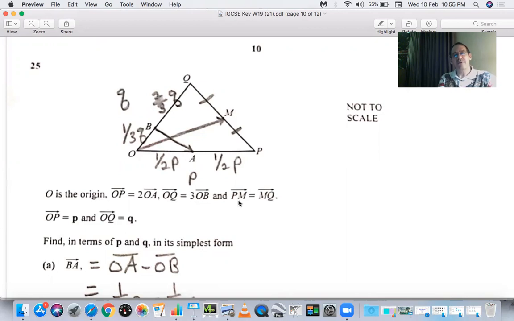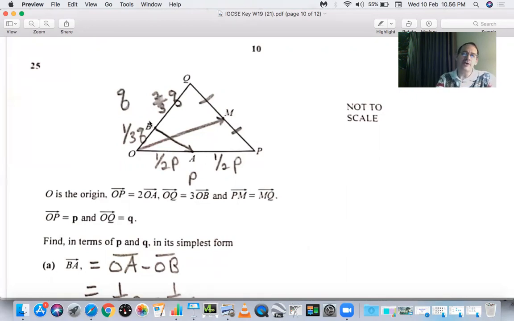And then it also says that PM is equal to MQ, meaning again that M is the midpoint. So these two sides over here are equal or congruent. Now that we have all that put out onto our diagram, now we can start figuring out these questions. Find in terms of P and Q in its simplest form, vector B to A.